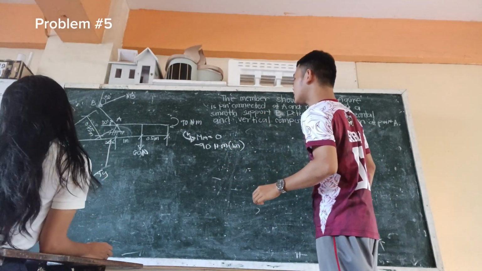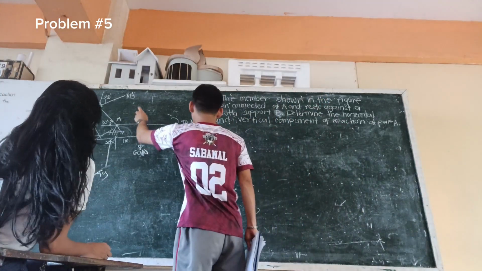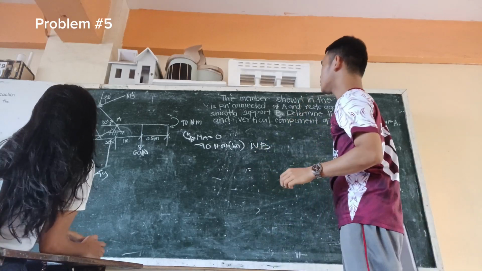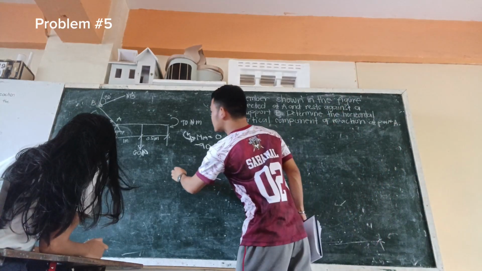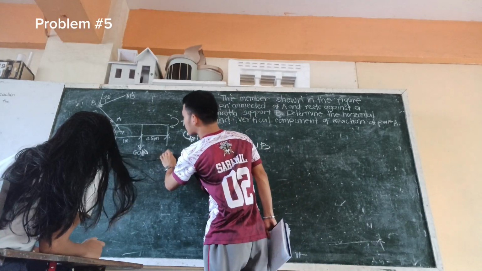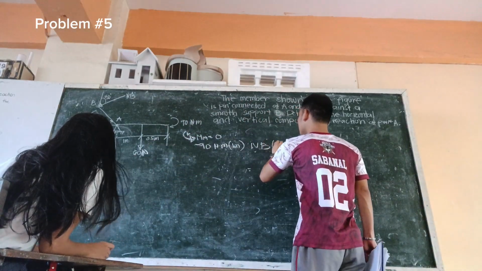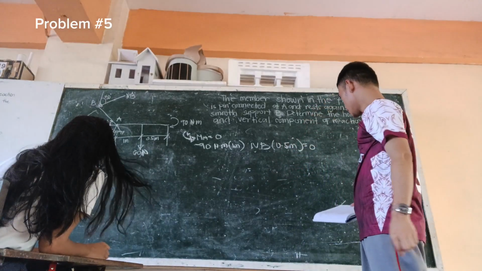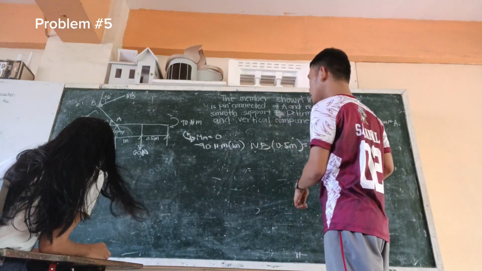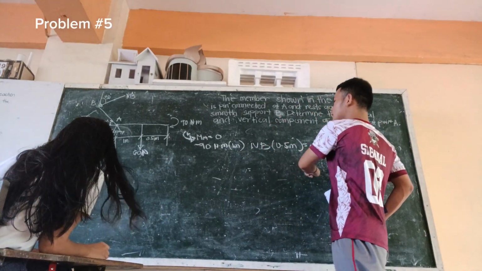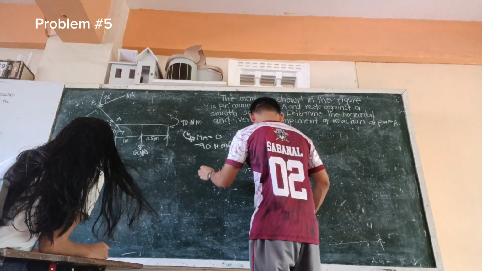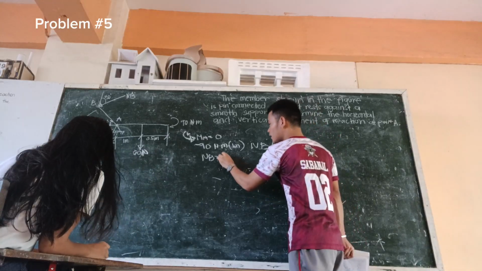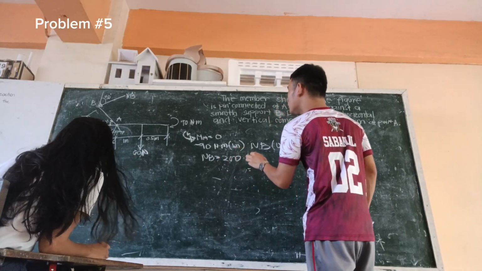meter plus the unknown force NB times the distance of 0.5 meter, and that is equal to 0. So now in order to get the value of NB, if we put this in our calculator, we will have the value of NB equal to 200 newtons.